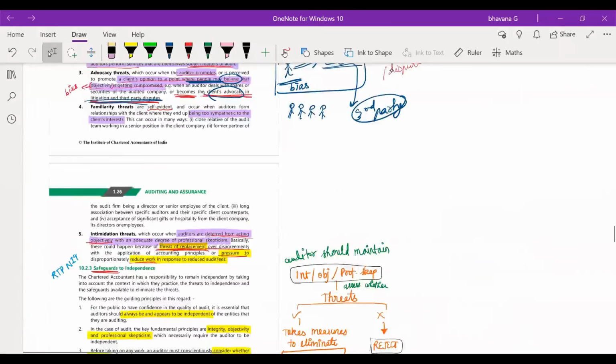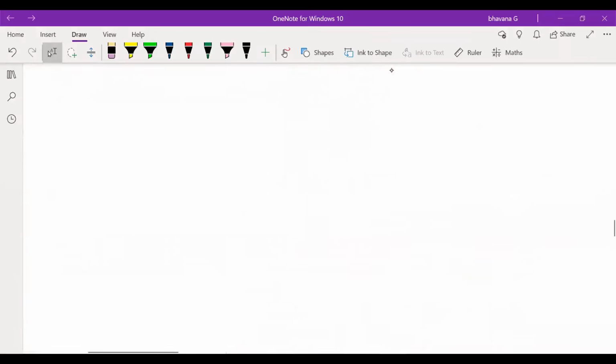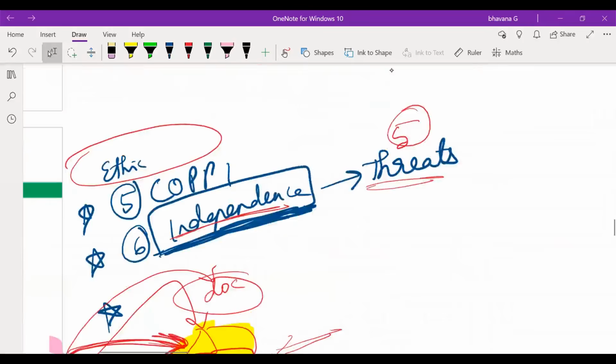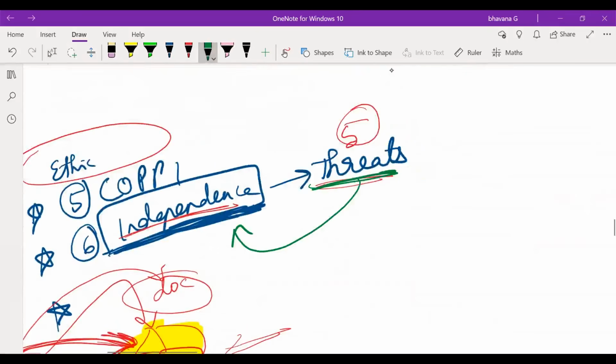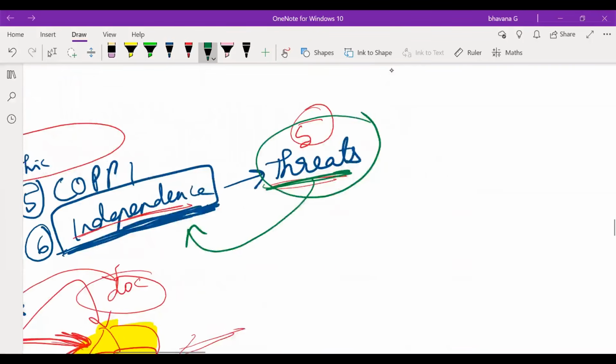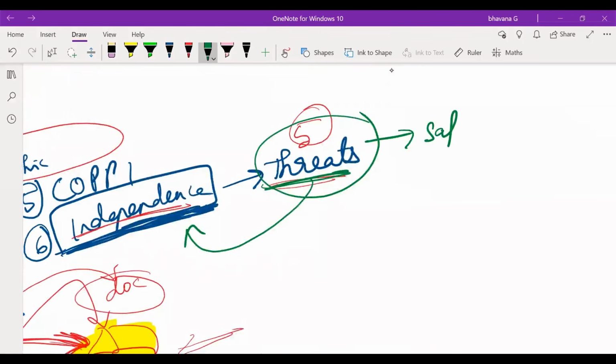Next, what did we see? We saw that you have threats to such independence. Now whenever you have some threats, you will put some kind of a safeguard. Now we are going to see how you are going to safeguard the auditor from such threats.